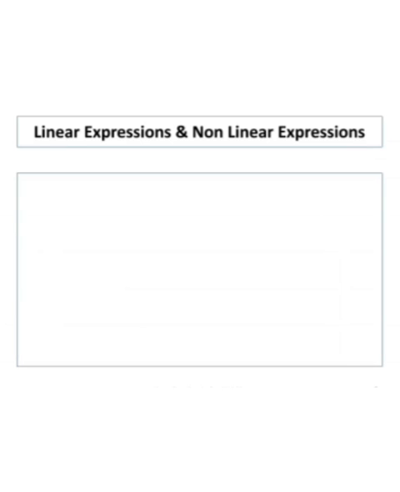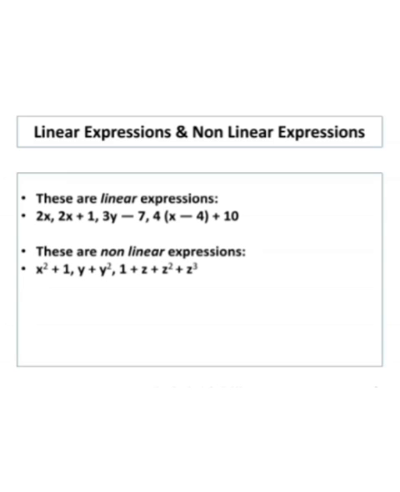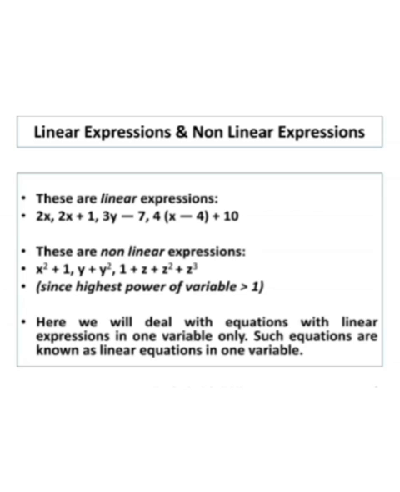Now talking about linear expressions and non-linear expressions. These are the linear expressions: 2x, 2x plus 1, 3y minus 7, 4 into bracket x minus 4 plus 10. Whereas these are the non-linear expressions: x square plus 1, y plus y square, 1 plus z square plus z cube. Since the highest power of these variables is greater than 1, here we will deal with equations with linear expressions in one variable only. Such equations are known as linear equations in one variable.